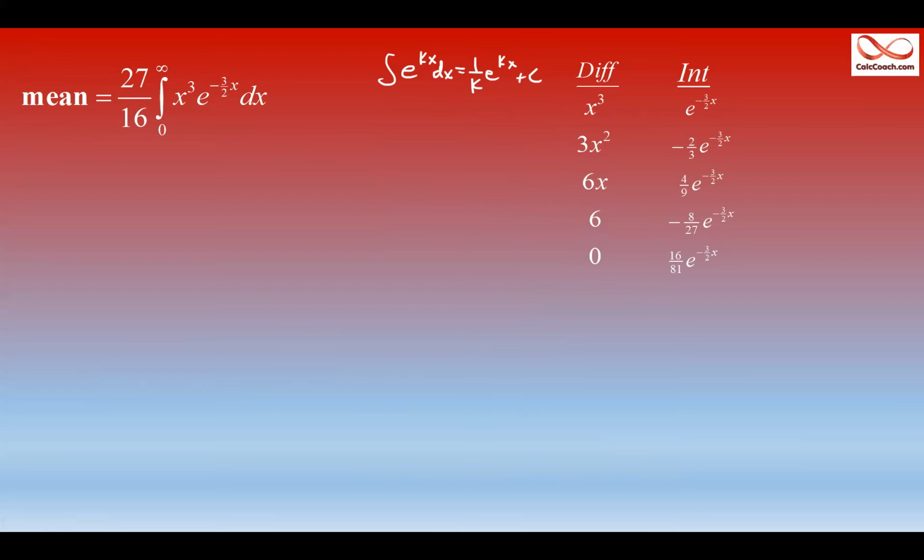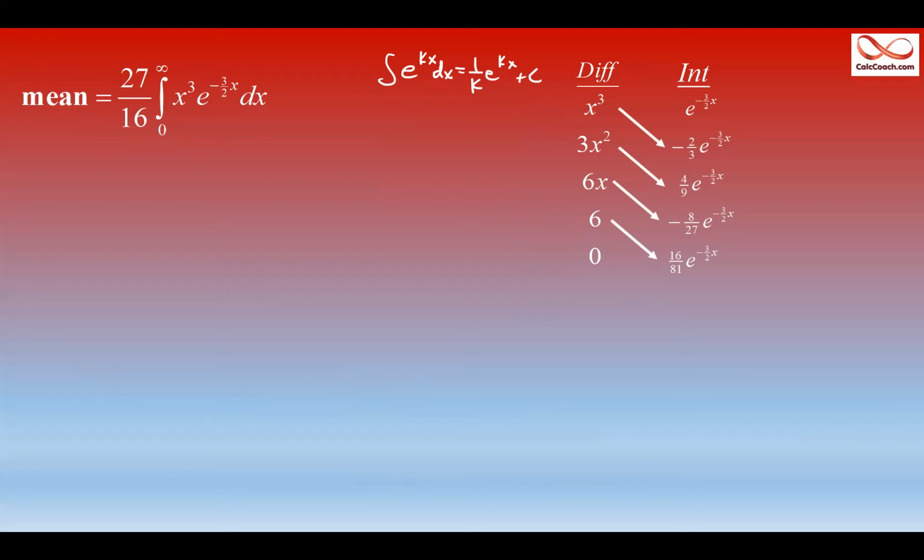The next time we'll get another negative 2/3, so that'll be 4/9. And then another negative 2/3, so that'll be a negative 8/27. And then another negative 2/3, and that would give us a positive 16 over 81. Okay. What do we do in step 3? We multiply along diagonals going down and to the right.